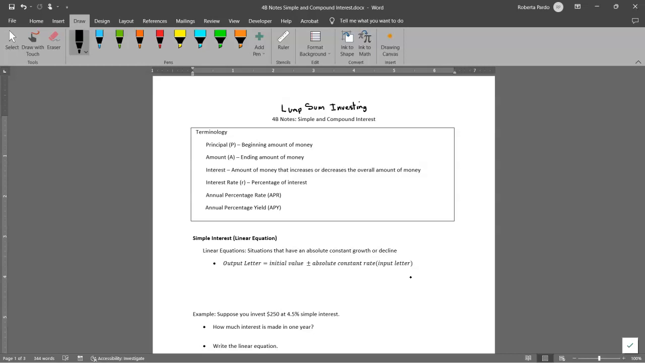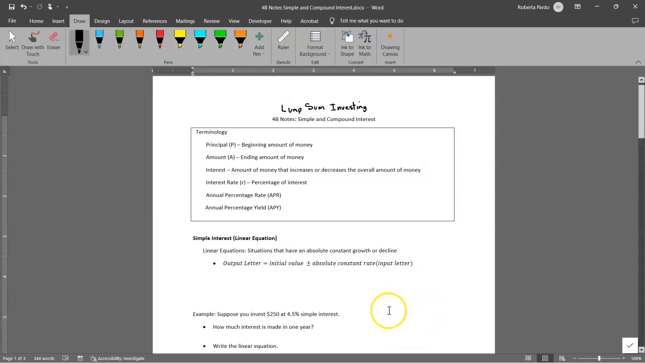And some terminology just so we know what we're talking about. The principal, denoted by the letter P, is the beginning amount of money. A is the ending amount of money, the amount of money at the end of a time period. The interest is the amount of money that increases or decreases the overall amount of money. The interest rate is the percent of interest. The annual percentage rate is an APR, and the annual percentage yield is an APY.